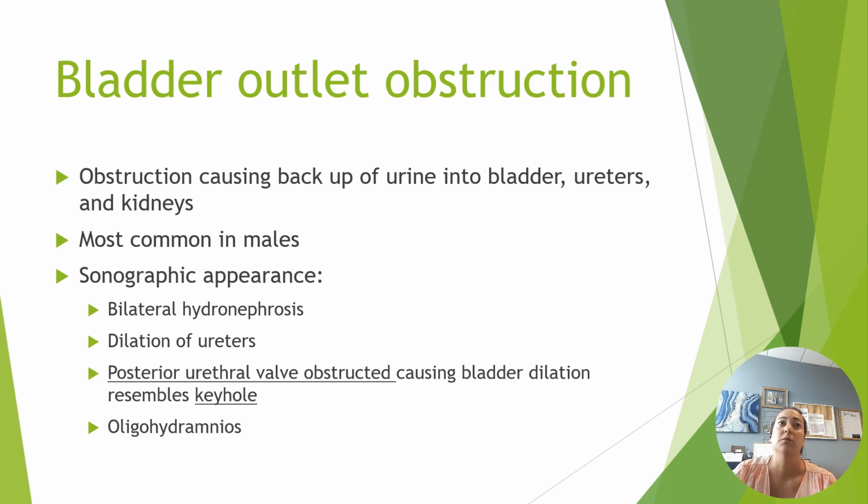So this would be where we see an obstruction at the level of the urethra. We would see urine backing up into the bladder, both ureters and both kidneys, and again, this is more common in males. We would see bilateral hydronephrosis, dilation of the ureters, and then posterior urethral valve obstruction. And that causes bladder dilation and resembles a keyhole appearance. So keyhole, like a very old key, in very old, like Victorian style. The key is bigger on the top, and then there's a little bit smaller appearance on the bottom. And then because we don't have any urine exiting into the amniotic space, we have oligohydramnios.